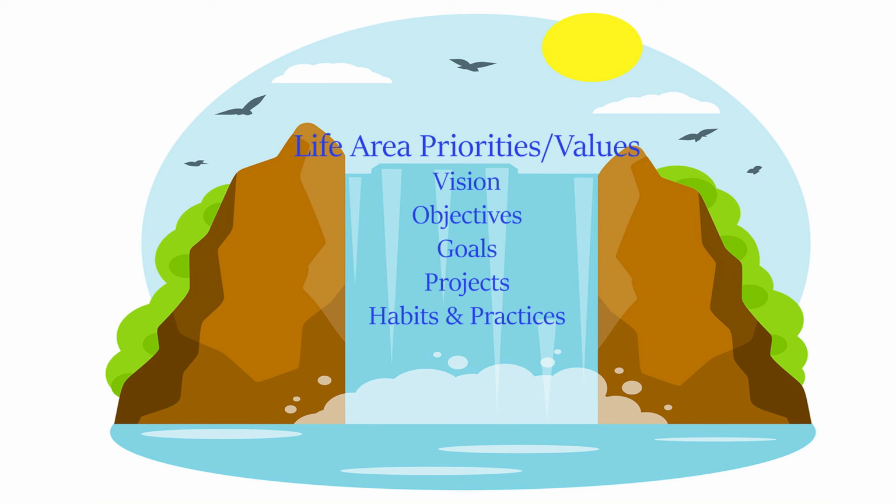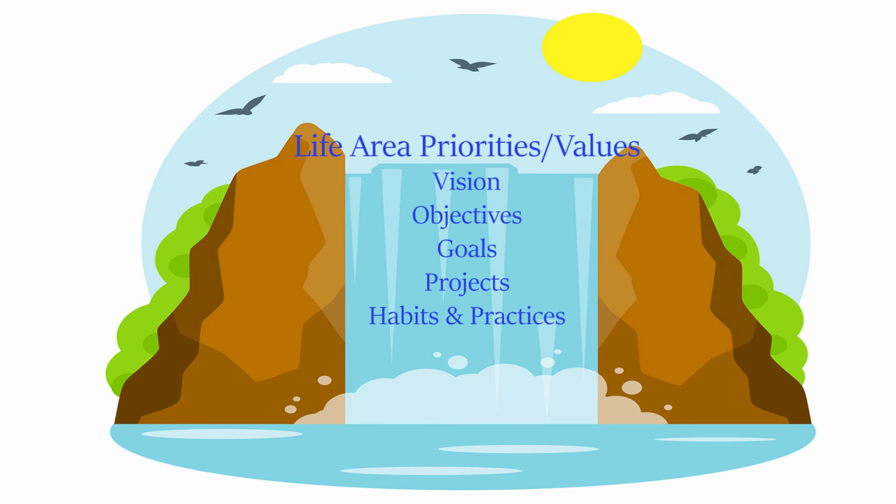So, to recap, all of our goals will best flow from our life area priorities or values. If we build our vision, objectives, and goals from our life area priorities, we'll have a much higher probability of success because these areas of our lives are already intrinsically valuable to us and will drive our behavior better than almost any other motivation.